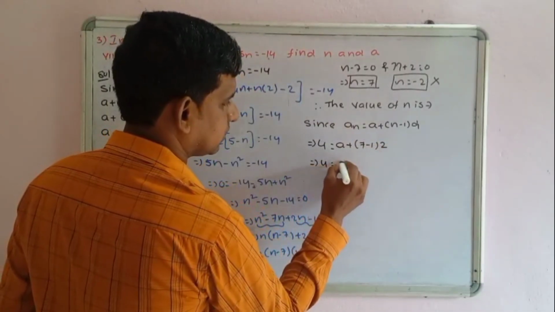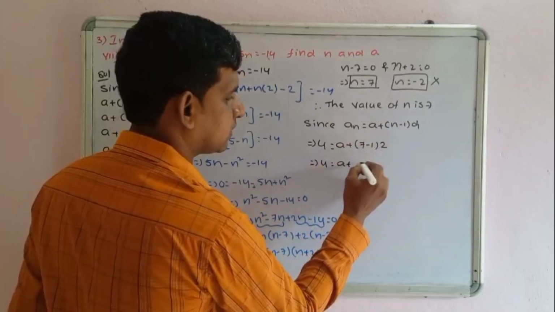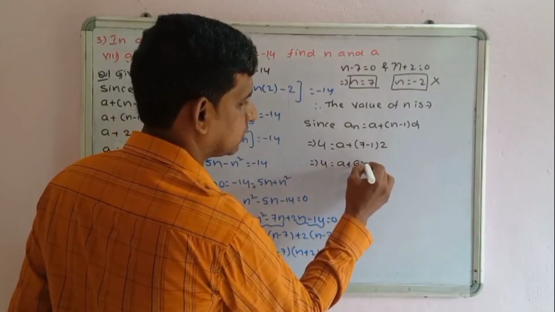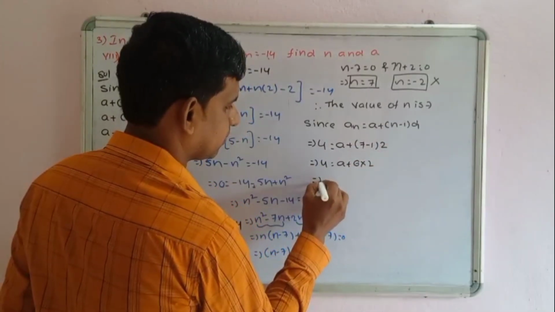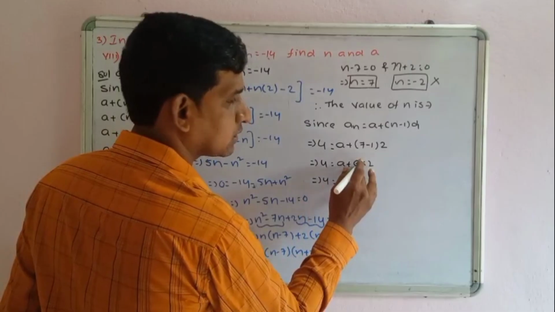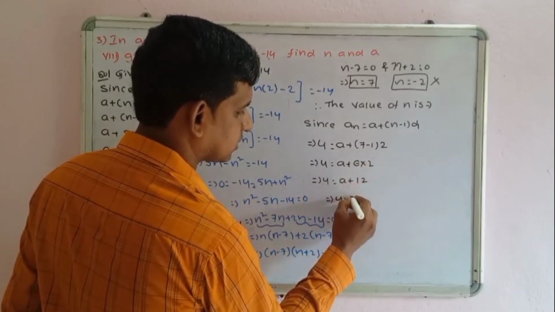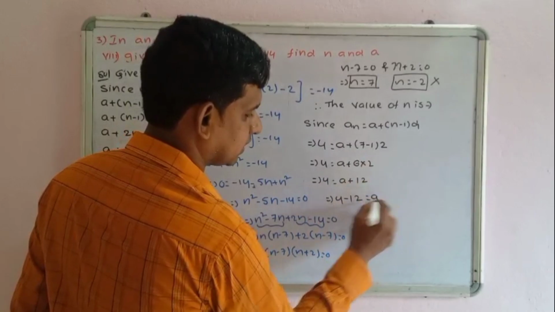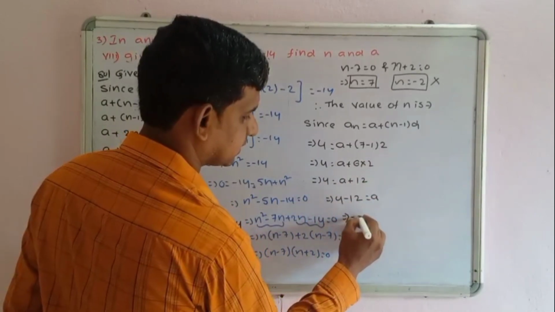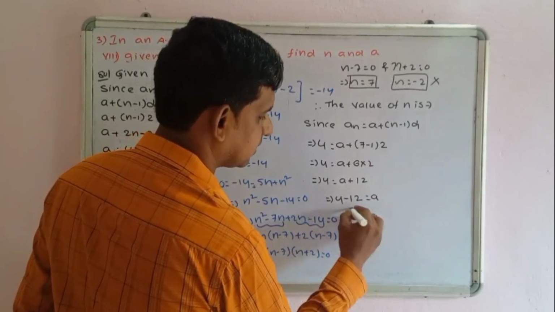So 4 equals to a plus 7 minus 1 is 6, 6 into 2. So 4 equals to a plus 6 2s are 12. So 12 transposes to the outside as minus 12, equals to a. 4 minus 12 is minus 8. So therefore a value is minus 8.